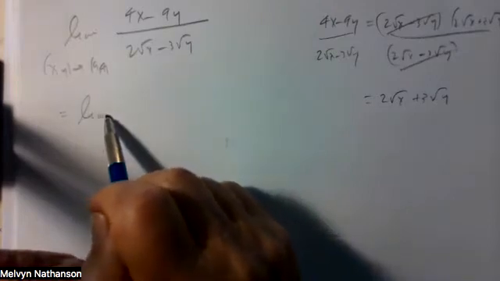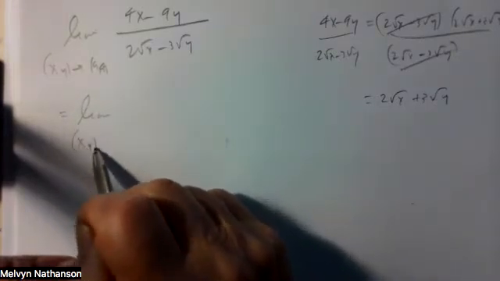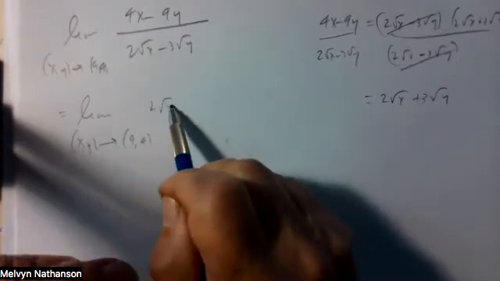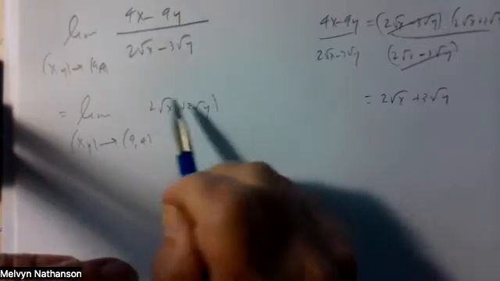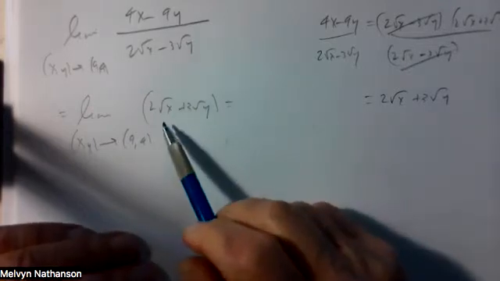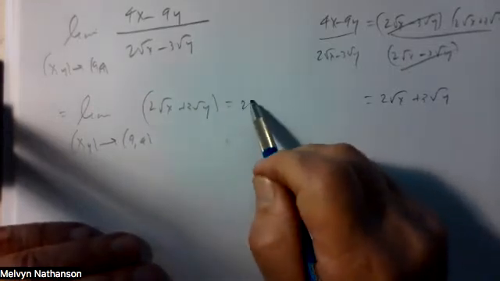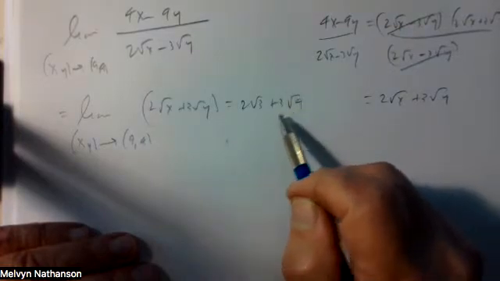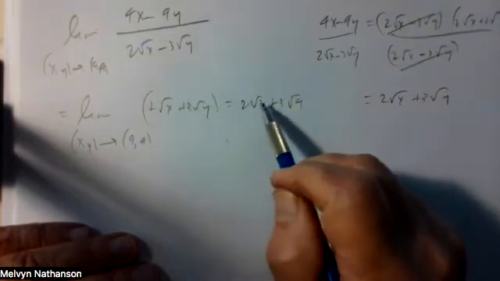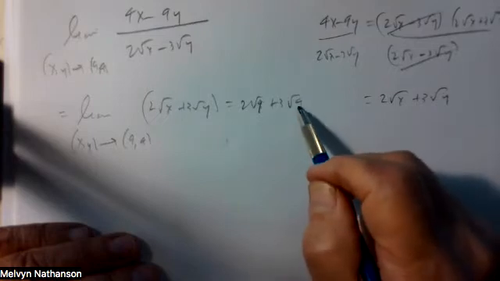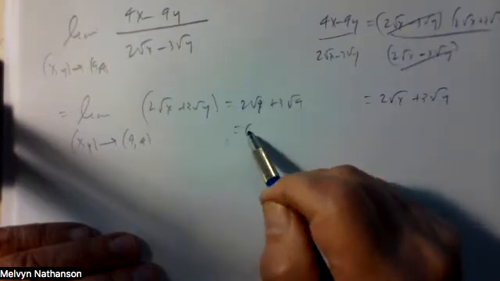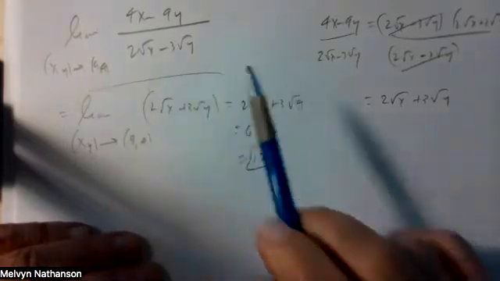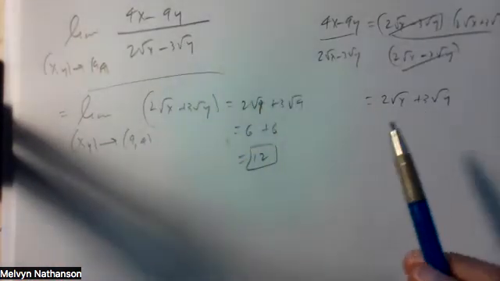So this is the same as the limit as xy approaches 9, 4 of 2 root x plus 3 root y. And this does have a limit. It's 2 times the square root of 9 plus 3 times the square root of 4, which is 6 plus 6, or 12. So this function does have a limit, but it's not continuous at this point.